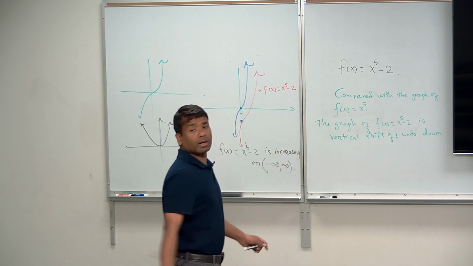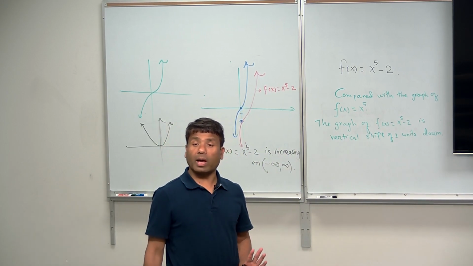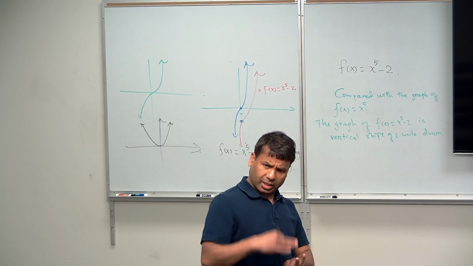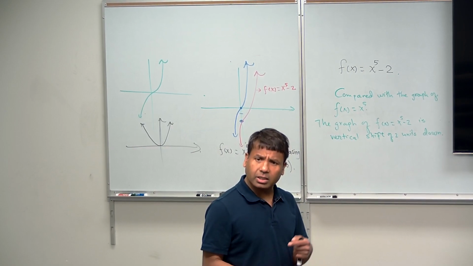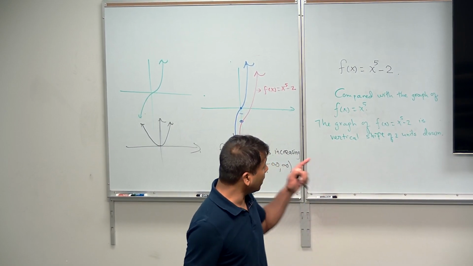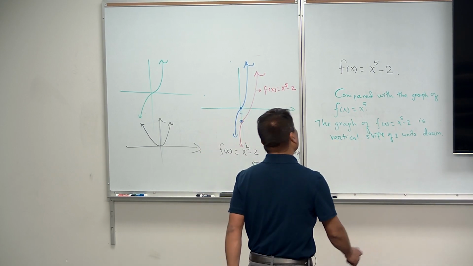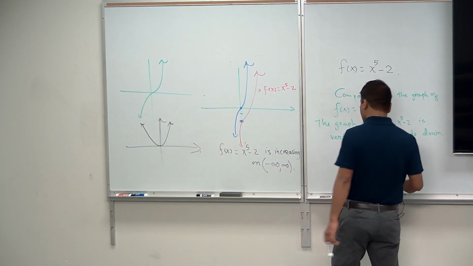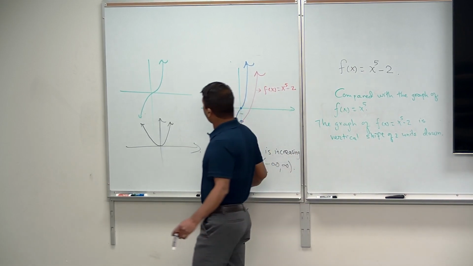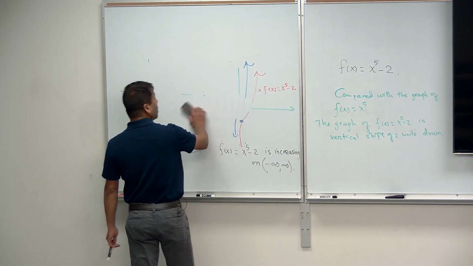So now if you look here, guys, the graph of f(x) equals x to the power 6 is shifted how many units? 1 unit. In which direction, left or right? What do you think?